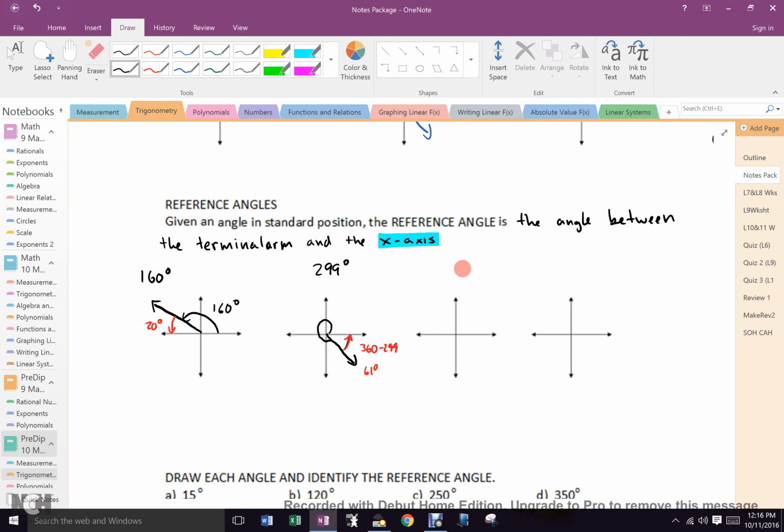Let's see. 137.5 degrees. Why, Mr. Myers? Why must you do this? Because 17 years of math teaching, and I'm so tired of hearing, I can't do that one because it looks different.